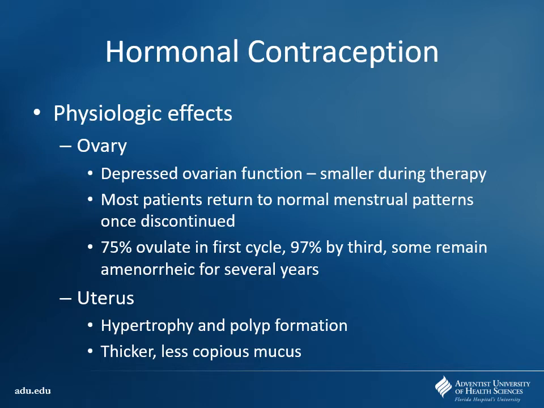Typically, most patients will return to normal menstrual patterns when they come off these medications. It may take a little bit of time, and you're going to find that progestin-only therapy typically takes longer in some cases, and we'll kind of talk about that a little bit later. But, about 75% of women should return to ovulation within that first cycle, 97% by the third. However, some people will be anovulatory for several months to years potentially. You can't really predict who's going to have that issue there. And then typically with like the uterus, you're going to find like there's some hypertrophy here. May have thicker, less copious mucus, and again that makes it more difficult for the sperm and the egg to actually get together and implant.